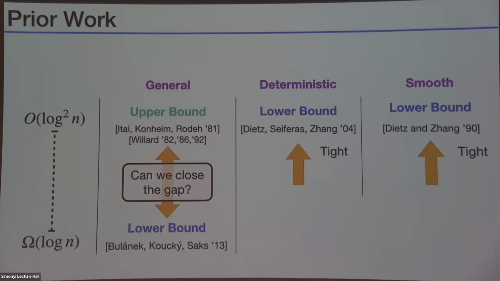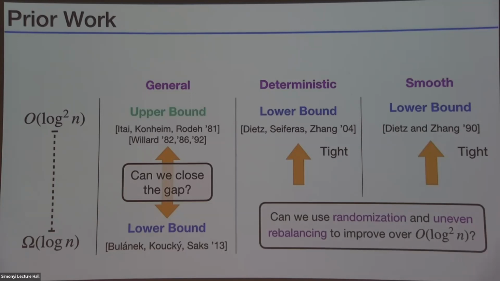And so what that means is that when we're trying to close the gap, what we're really asking is: can we use the power of randomness and uneven rebalancing of elements to improve over log squared n? In the past, some groups have conjectured that the correct answer for all types of algorithms should be log squared n. And for most of the time that I was working on this problem, I thought the correct answer should be log squared n.